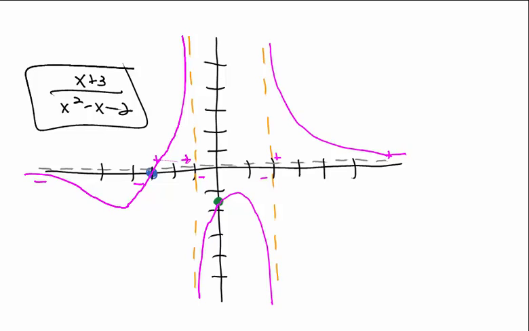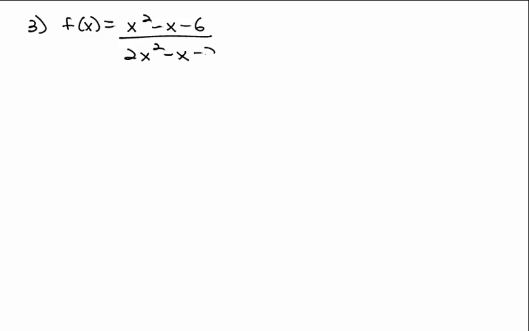Let's try another graph. Let's do the graph of f of x equals x squared minus x minus 6 over 2x squared minus x minus 3.